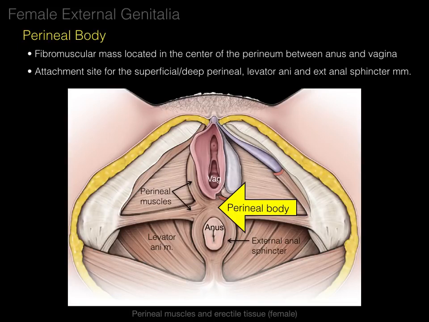Now this is important because if you have a tear, say during childbirth, that goes from the birth canal, that vaginal canal, down, and it tears into this perineal body, you now weaken this area, and a number of muscles are then affected because they don't have the attachment support that they should. And this is what could end up creating fecal incontinence or urinary incontinence or dissatisfaction during sexual relations.